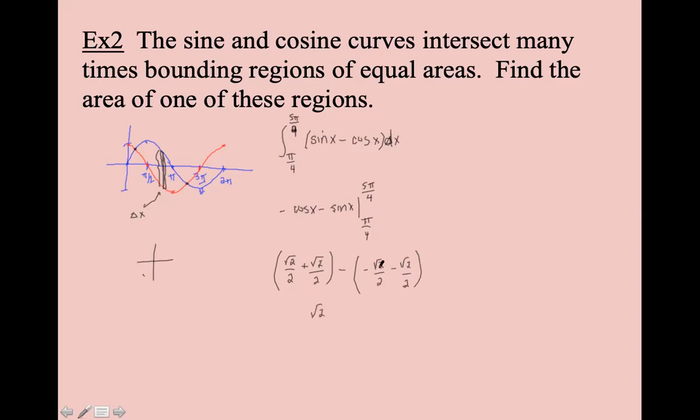In this parentheses, I'd have negative square root of 2. So a negative square root of 2 would be plus the square root of 2. And so for my final answer, the area between these two curves from pi over 4 all the way up here to 5 pi over 4 is 2 times the square root of 2.